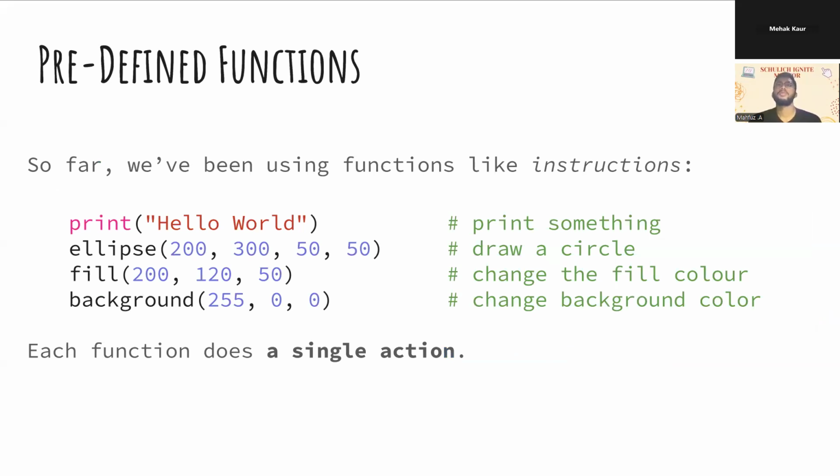So far, we've been using functions a lot. Although it doesn't look like it, we've been using functions a lot. For example, print is a function because it prints something, right? Whatever is inside the brackets, you don't really have to think about how it prints something, you just know it does. Same thing goes with ellipse. You don't really have to think about how it creates a circle, you just know it does. Same with fill and also with background. So each function has a single action and a very specific purpose.